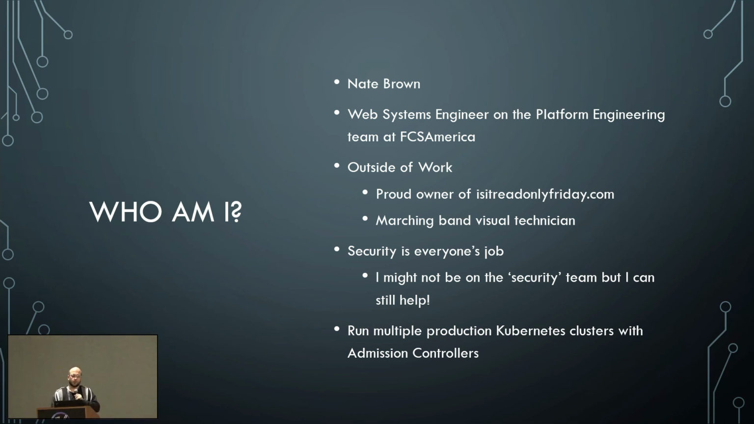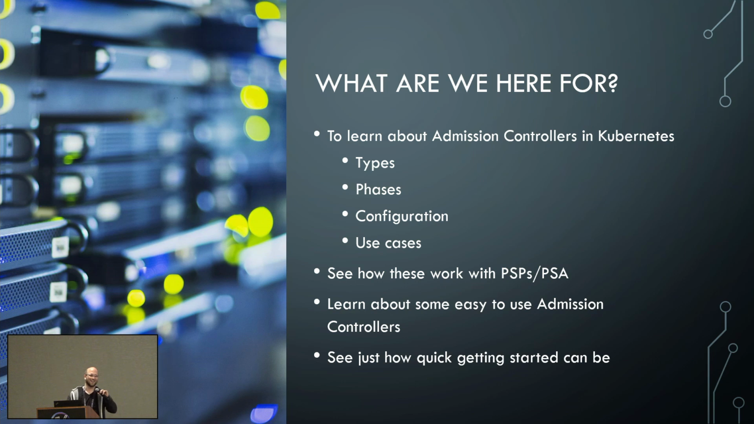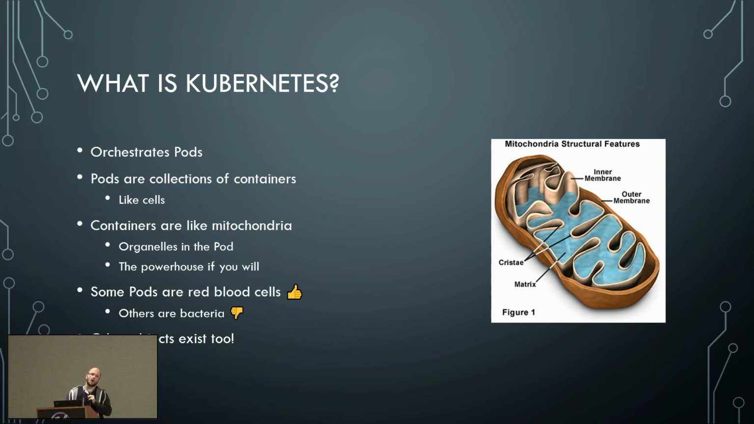Additionally, I also run multiple production Kubernetes clusters with admission controllers, so I like to think I know what I'm talking about. So what are we here for? We're here to learn about admission controllers in Kubernetes. We'll learn about the types, the phases, configuration, some use cases, and we'll see how these work with PSPs and PSAs. We'll also learn about some easy-to-use admission controllers and see just how quick you can get started using them in your clusters.